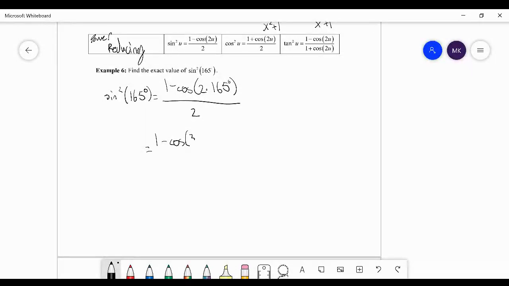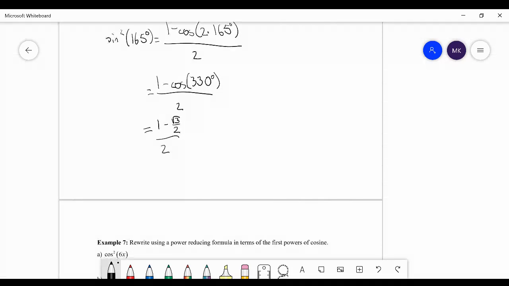Cosine of 165 is, 2 times 165 is 330 degrees. Cosine of 330 degrees is root 3 over 2. So we get 1 minus root 3 over 2 all over 2. Now, a lot of things you could do here. Combine these, multiply by reciprocals, and so forth. And in the end, I'm going to leave that up to you.